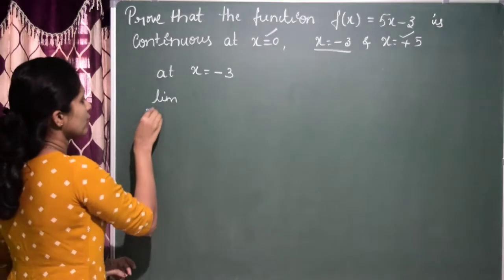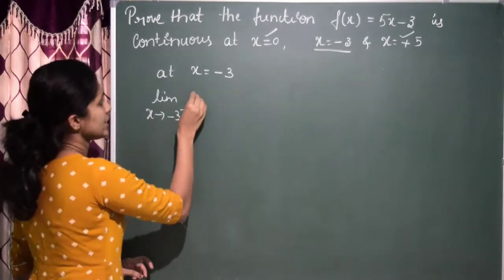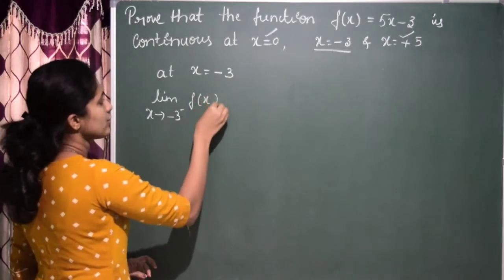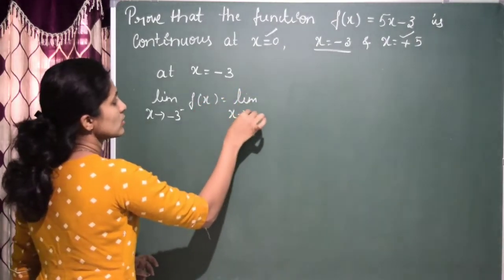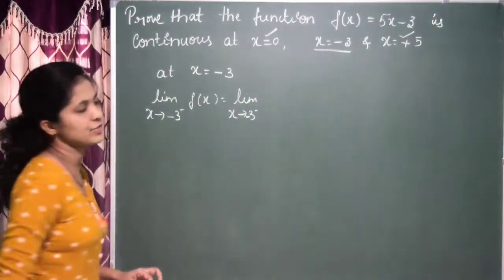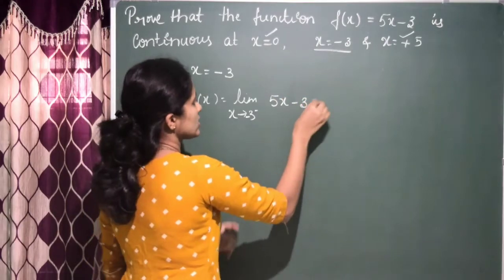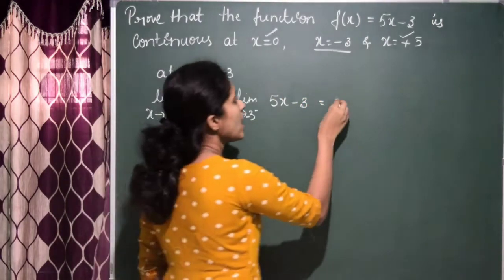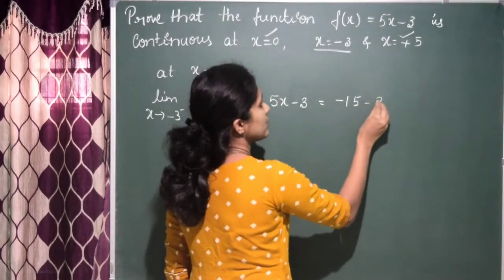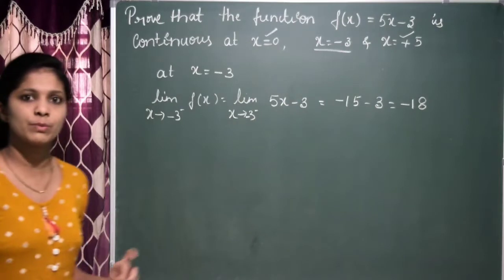So now I will consider the limit of f of x as x tends to minus 3 from the left hand side. Since only one function is defined, this will be the limit as x tends to minus 3 from the left hand side. The function will be 5x minus 3. So we have to substitute x as minus 3. So 5 into minus 3 will be minus 15. Minus 15 minus 3 will be equal to minus 18. So the left hand limit is equal to minus 18.